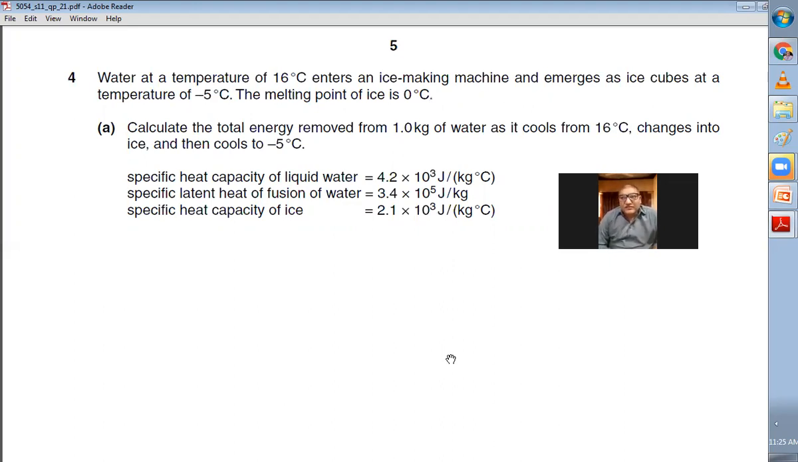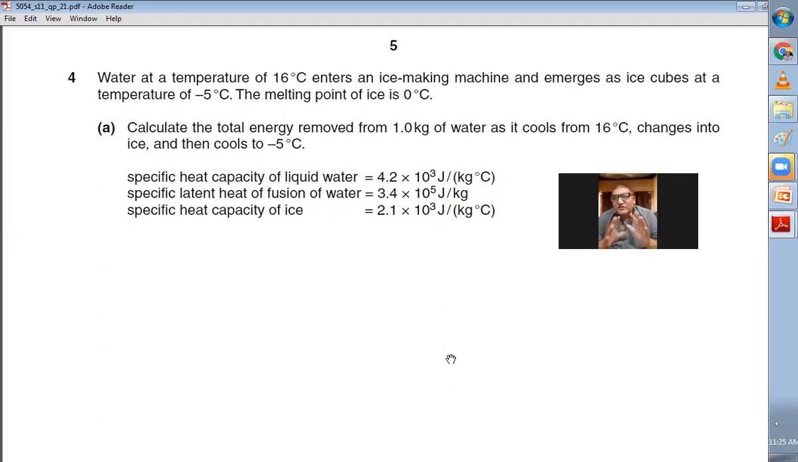Specific heat capacity of the liquid water is 4.2 x 10^3 joules per kg per degree centigrade. Specific latent heat of fusion of water is 3.4 x 10^5 joules per kg. And the specific heat capacity of the ice is 2.1 x 10^3 joules per kg per degree centigrade. You see, the methodology is very simple. Here, there are 3 things happening.